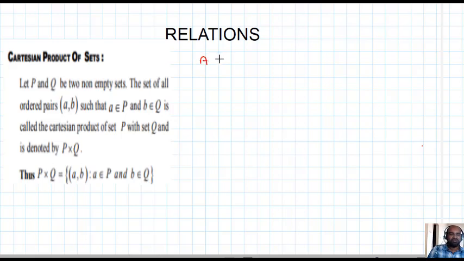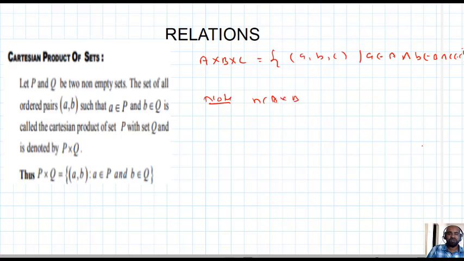A cross B cross C equals the set of ordered triples (A, B, C) such that A belongs to capital A, B belongs to capital B, and C belongs to capital C. Okay. Here also note n of A cross B cross C is automatically n of A into n of B into n of C. That's not a big problem.